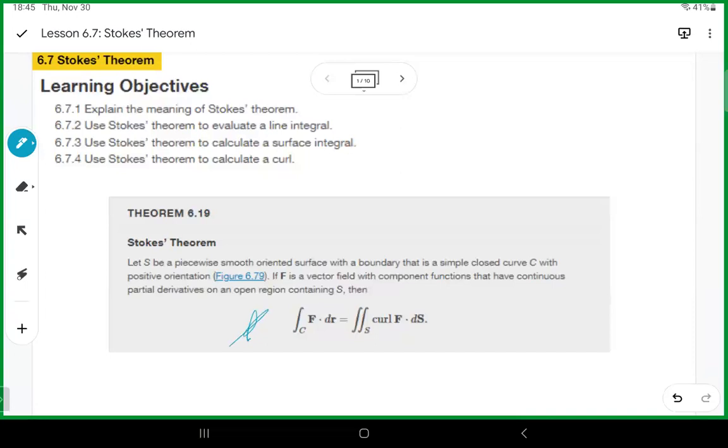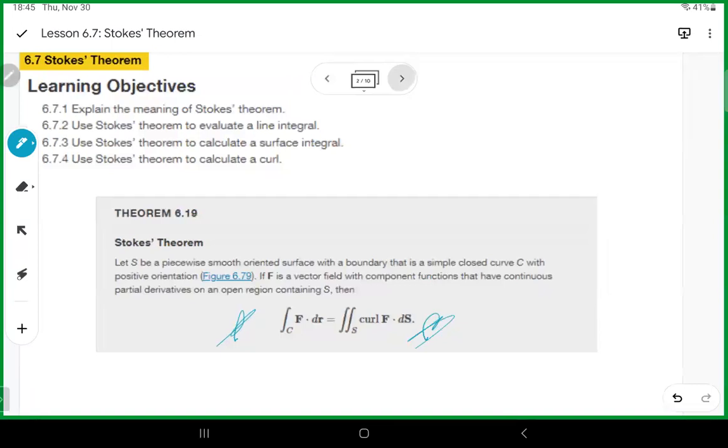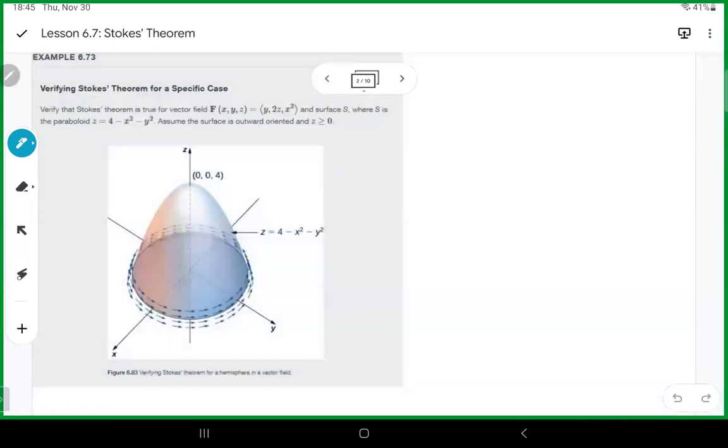All right. So Stokes' theorem, we have some learning objectives, and then we have the actual theorem. So make sure you write that down. Okay. So this example is verifying Stokes' theorem for a specific case. Verify that Stokes' theorem is true for the vector field and the surface S, where S is the paraboloid. Assume the surface is outward oriented, and that z is greater than or equal to 0.